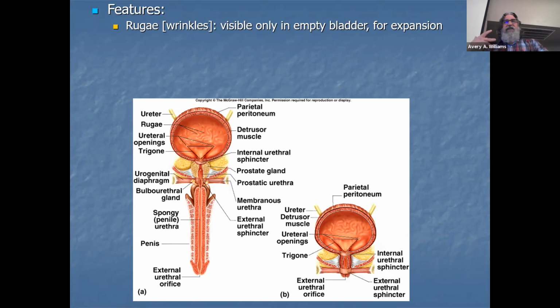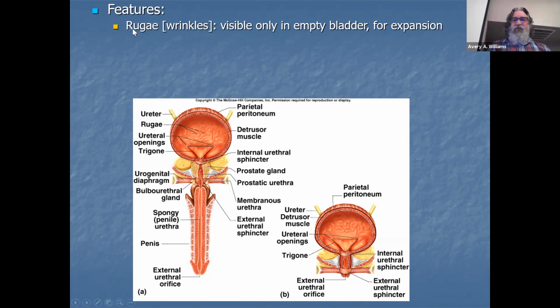Rugae, the word rugae means literally wrinkles. So why do you have wrinkles inside the bladder? Well, any place you have wrinkles in a mucosal lining, it's usually to allow for expansion. Like you have these wrinkles in the stomach, allow the stomach to expand. The vagina has wrinkles in it to allow it to expand. And the bladder has these little wrinkles, little rugae. And of course, allows it to expand.